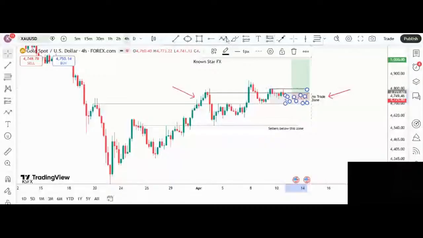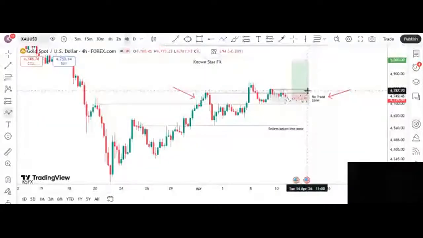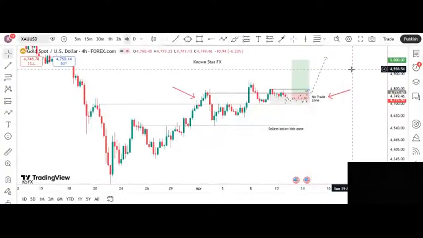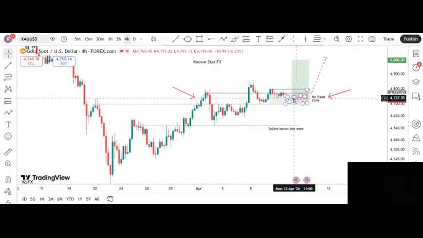Anything that makes me get a break above this level, I'm enjoying. So I'm just going to give you a move like this, then boom. This is all I'm basically expecting for me personally. This is all I'm expecting to see on gold.